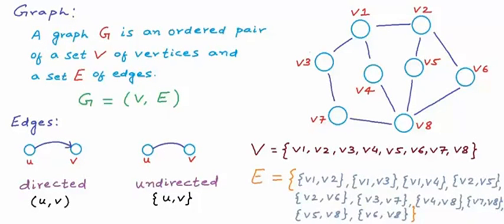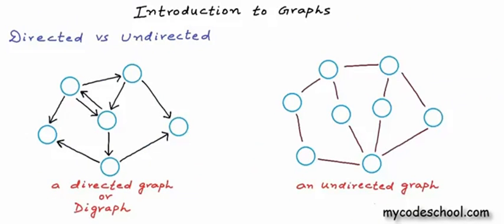Typically in a graph, all edges would either be directed or undirected. It's possible for a graph to have both directed and undirected edges, but we are not going to study such graphs. We are only going to study graphs in which all edges would either be directed or undirected. A graph with all directed edges is called a directed graph or digraph, and a graph with all undirected edges is called an undirected graph. There is no special name for an undirected graph. Usually, if the graph is directed, we explicitly say that it's a directed graph or digraph.